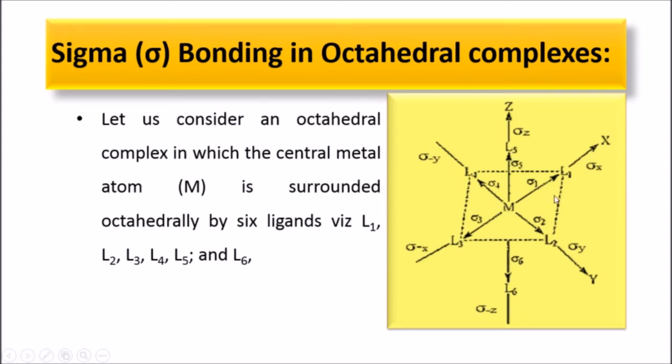axial position, and they interact with the central metal ion forming sigma 1, sigma 2, sigma 3, sigma 4, sigma 5 and sigma 6 bonds. This is the initial notation I have used: sigma 1, 2, 3, 4, 5 and 6. Instead, the numbering will follow the axial representation of the bond formation: sigma x, sigma minus x, sigma y, sigma minus y, sigma z and sigma minus z. So that is the way we are going to consider this kind of interaction.